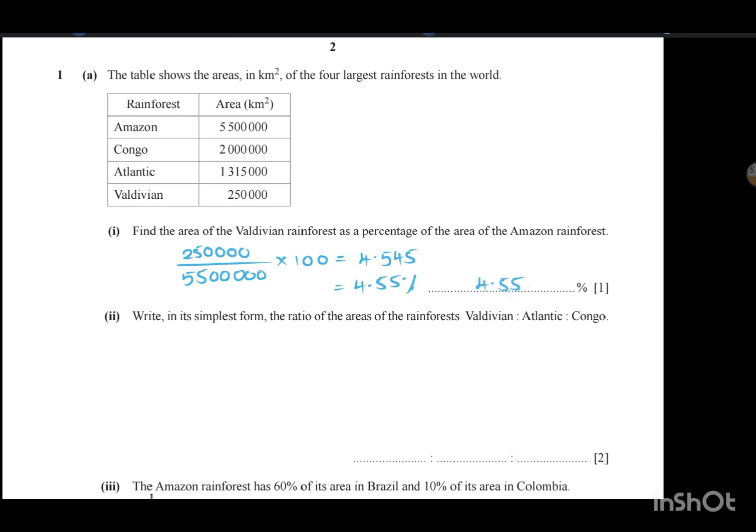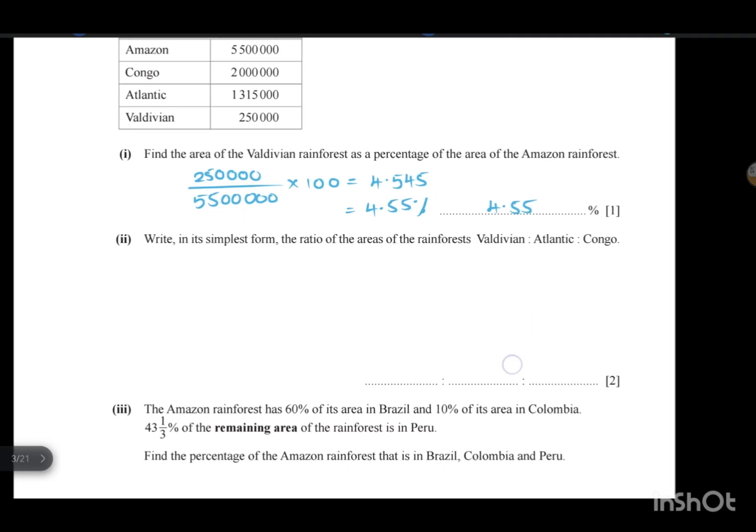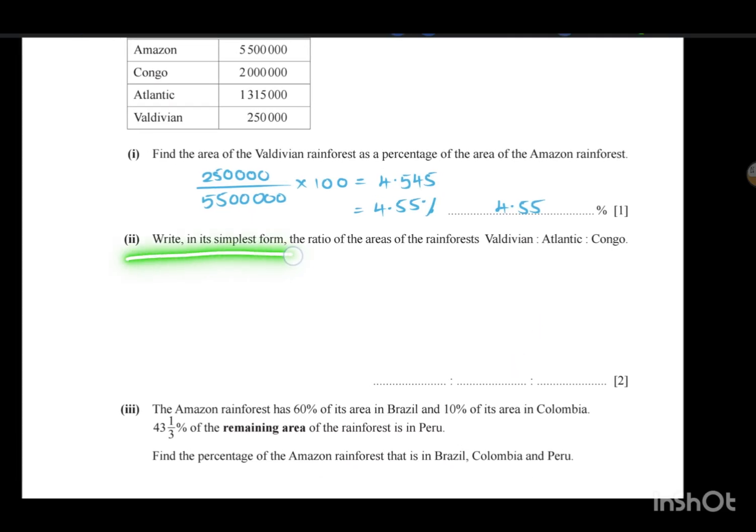Question number 2. Write in the simplest form the ratio of the areas of rainforests. Valdivian is to Atlantic is to Congo. So we have to write these three areas in the ratio form. So Valdivian is 250,000 is to Atlantic is 1,315,000 and last Congo is 2 million.